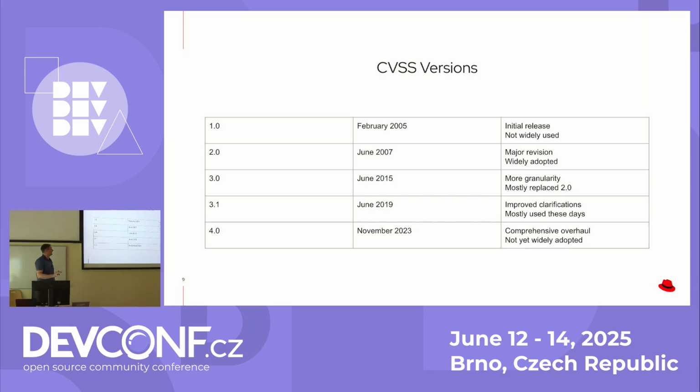Here's a brief history of the development of this standard. Basically, only after version 2.0 was released did CVSS scoring start to get widely adopted in the community. Today, mostly 3.0 and 3.1 scores can be found in CVEs, and starting late last year and maybe this year, the CVSS 4 scoring schema is more used.